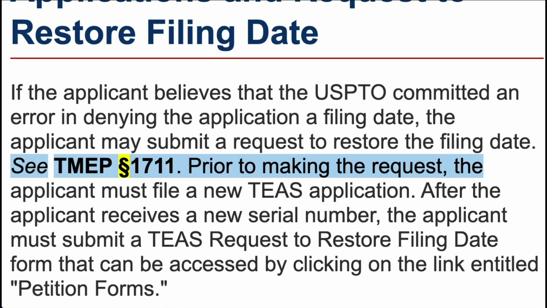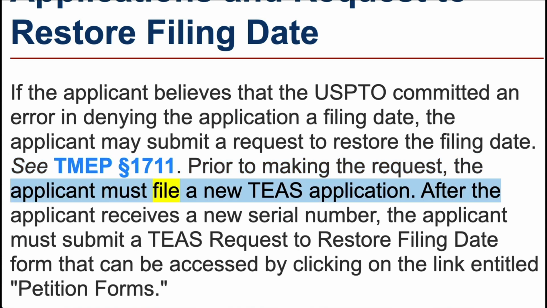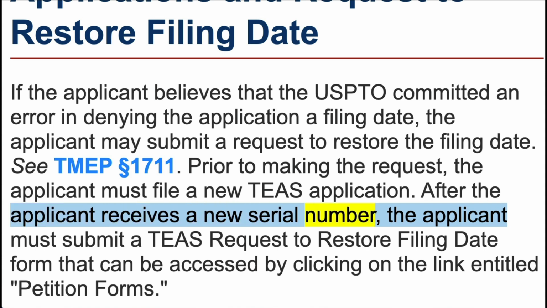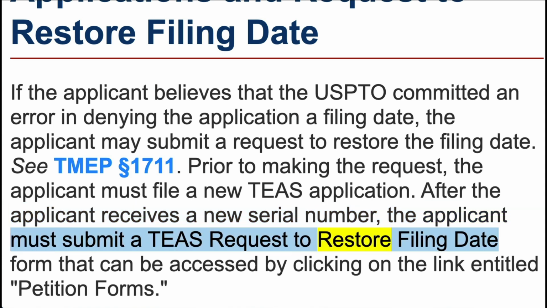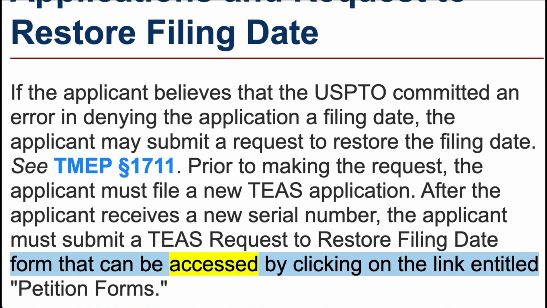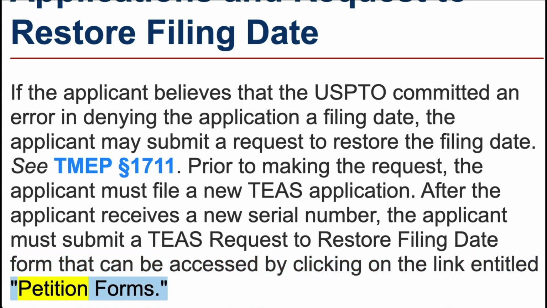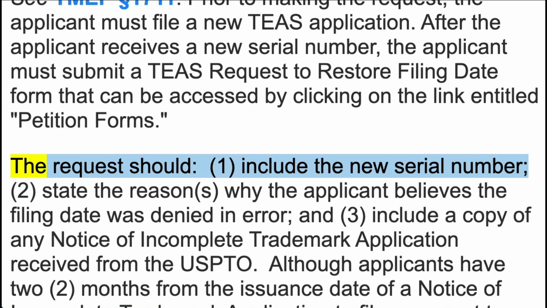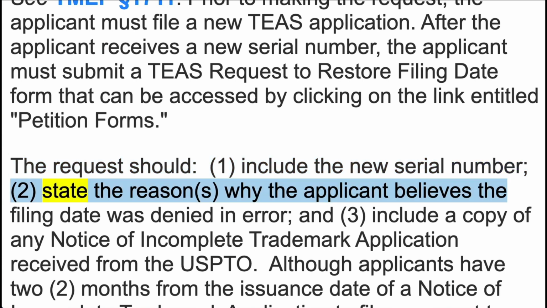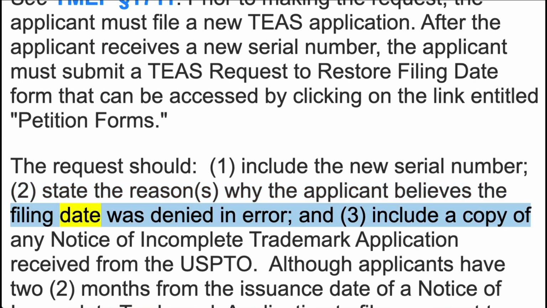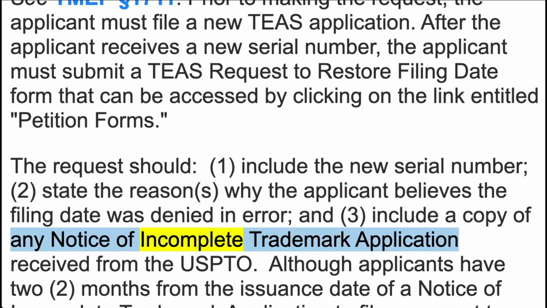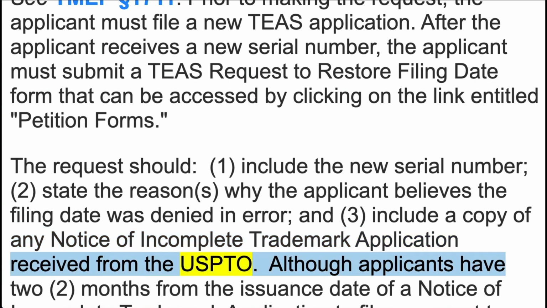See TMEP Section 1711. Prior to making the request, the applicant must file a new TEAS application. After the applicant receives a new serial number, the applicant must submit a TEAS request to restore filing date form that can be accessed by clicking on the link entitled Petition Forms. The request should 1. Include the new serial number, 2. State the reasons why the applicant believes the filing date was denied in error, and 3. Include a copy of any notice of incomplete trademark application received from the USPTO.